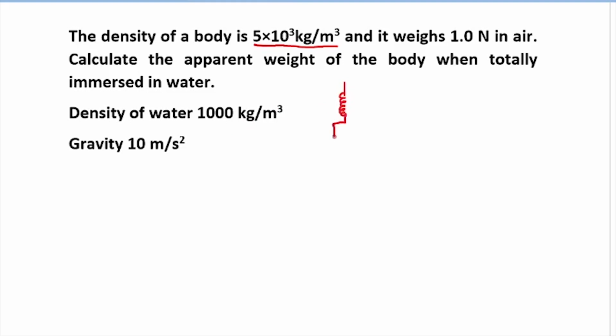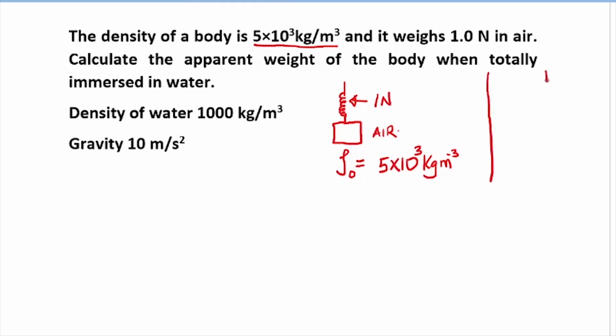Let's say this is a spring balance, and on that spring balance we have this body. They are saying that this spring balance will measure 1 Newton when this object is in air. The density of this object, let me call it density of the object, is 5 times 10 to the power 3, in kilograms per meters cubed, like that. So what happens is when we put this same object and immerse it in water, right there, this is the water they are talking about.